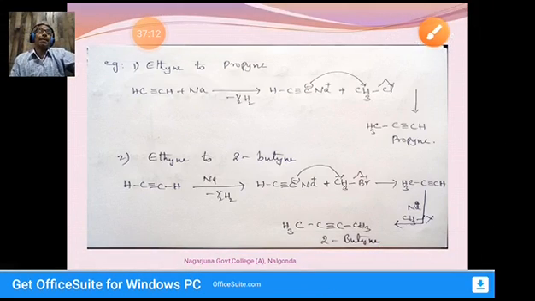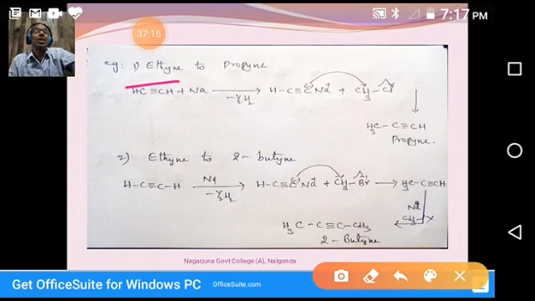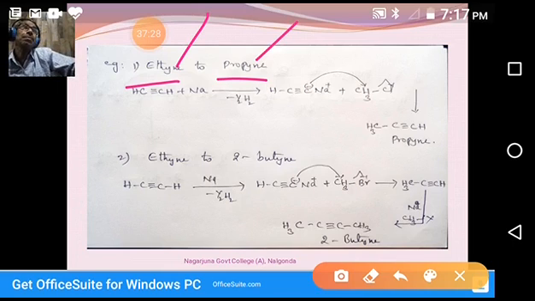One example: ethine to propyne. Ethine is an alkyne with 2 carbons. Propyne is also an alkyne, with 3 carbons. So what is the net change? One carbon is added. Though both are alkynes, it is upgraded.